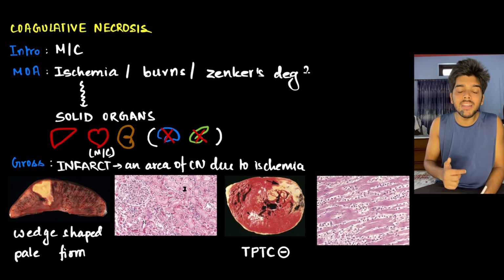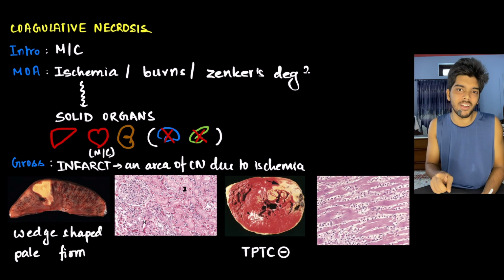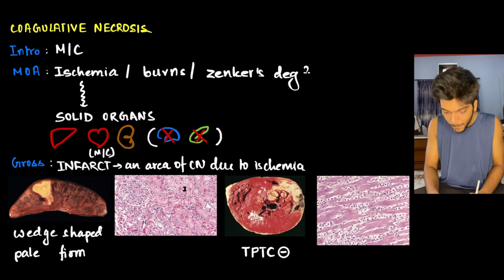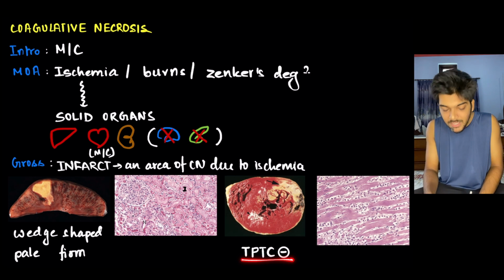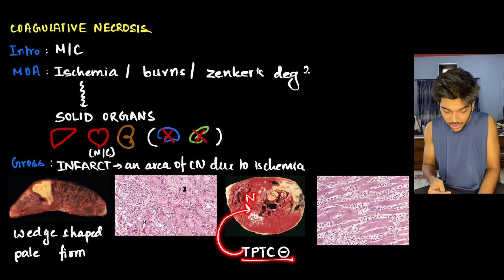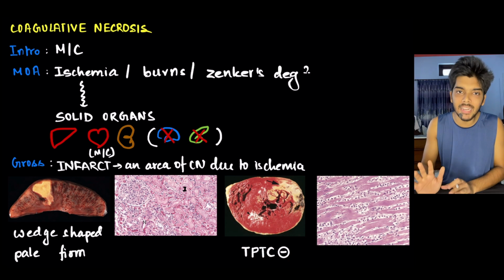The reason behind it has to do something with LDH1, which I will not explain right now because that's under CVS pathology. That I'll teach you under CVS pathology. For now, just remember, TTC is a special stain that stains the normal heart brick red in color. It does not stain the infarct, so the infarct is TTC negative.